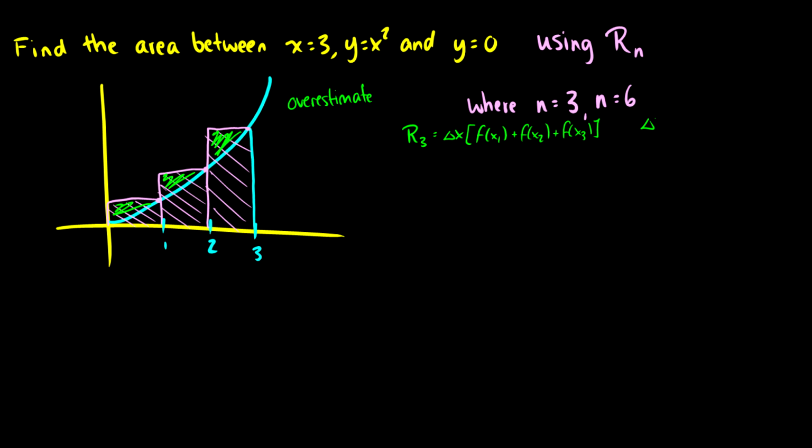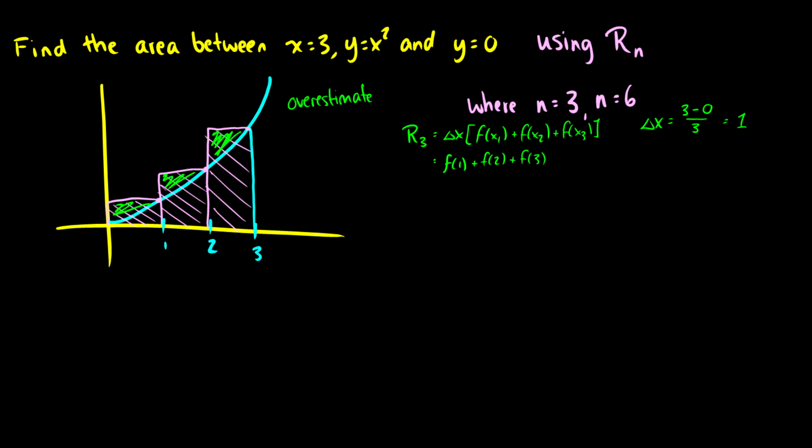We know that delta x is going to equal b minus a over n. So our final point is 3, and we're going to subtract 0 because that's our beginning point, so the total distance we're going is 3, and we want 3 intervals, which just so happens to be 3 divided by 3, which is equal to 1. Okay. Now we'll have f of 1 plus f of 2 plus f of 3, because these are the heights of the rectangles.